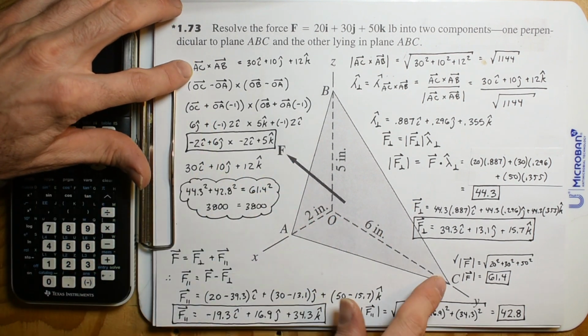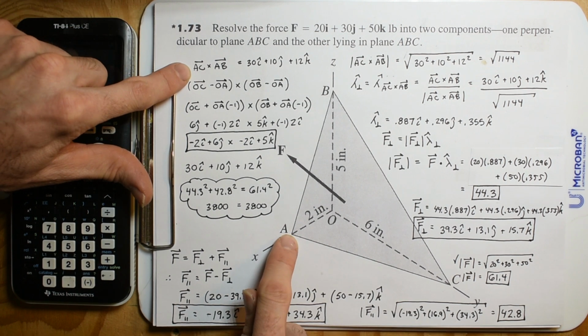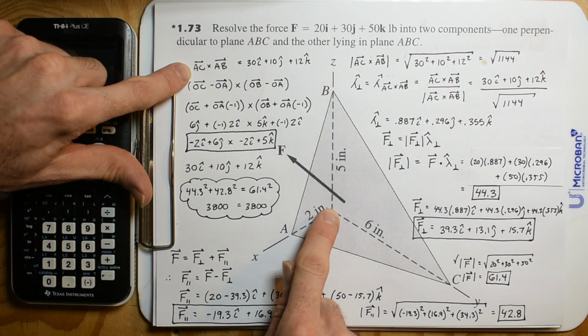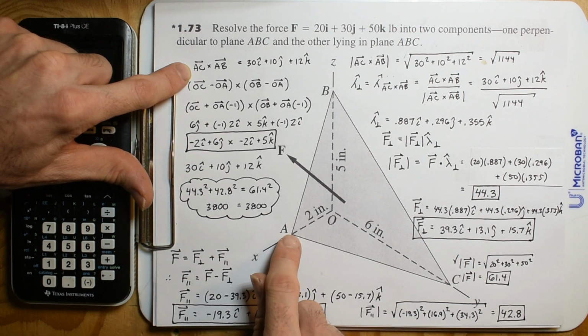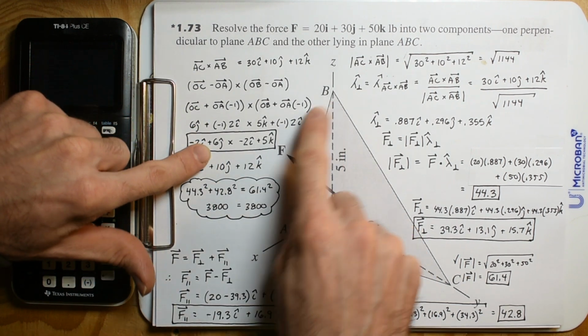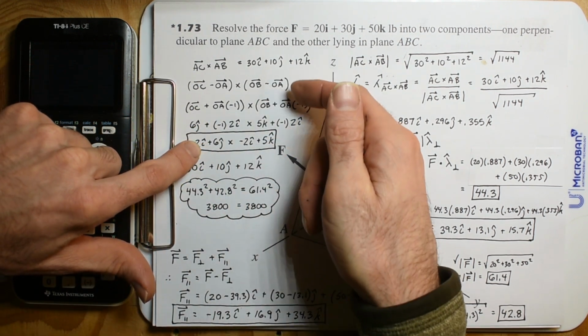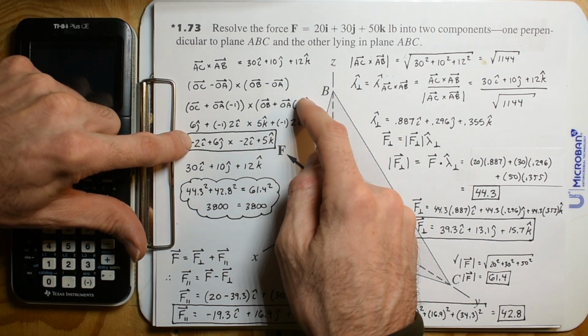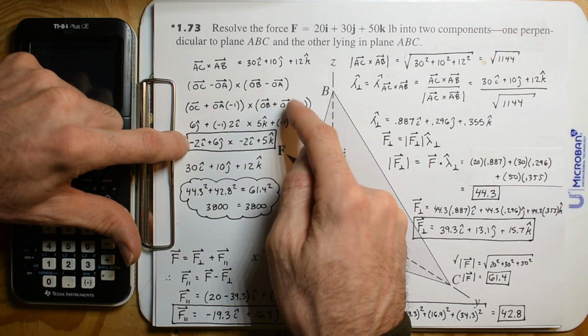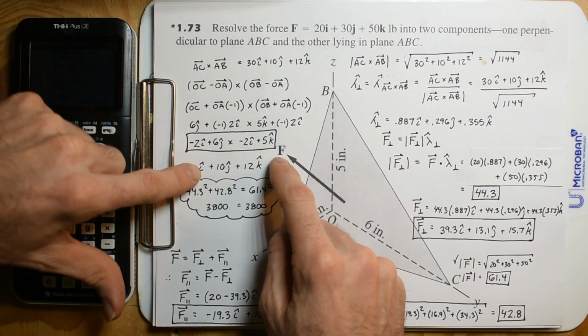If I've got AC crossed with AB, well, AC is what? I've got negative 2i, 6j. So that spells it out. AB is negative 2i, 5k. What a technical nightmare just to do something that's fairly easy. But this does come in handy for complicated problems, especially dynamics. Got to do it.